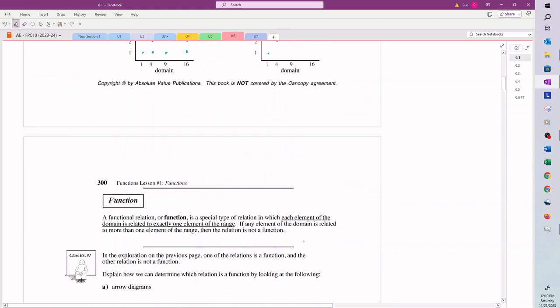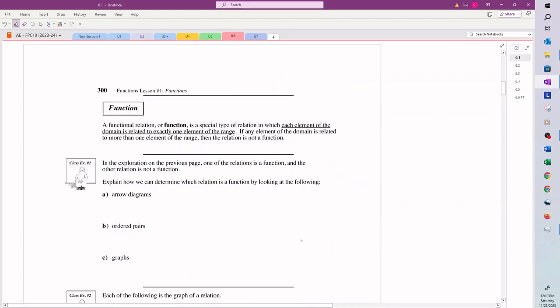Okay, so here's the definition. A functional relation, or a function, is a special type of relation in which each element of the domain is related to exactly one element of the range. Each input has a single output.